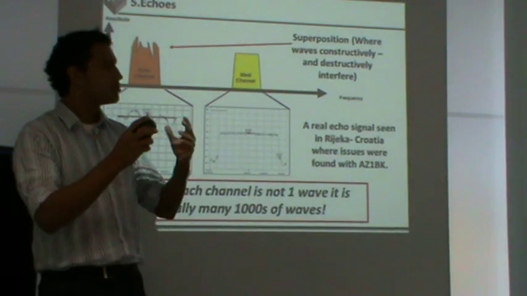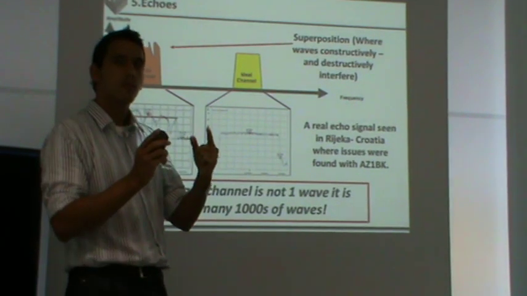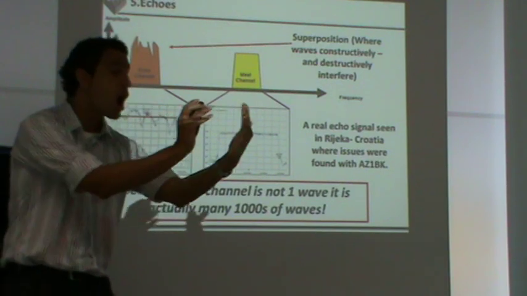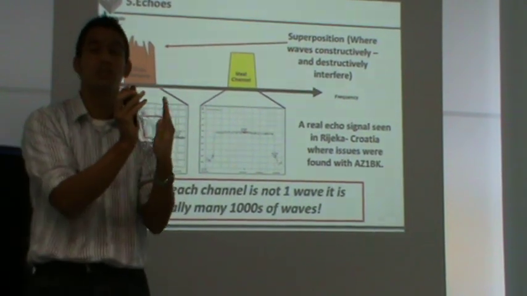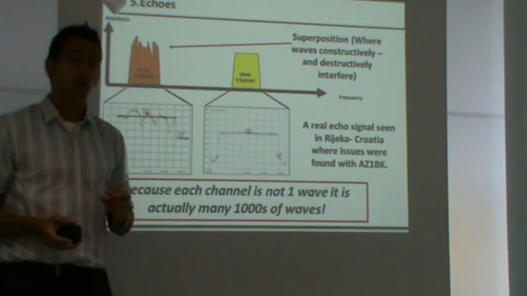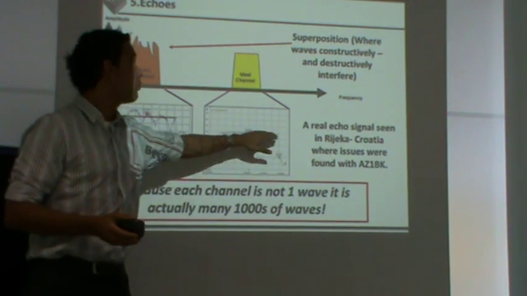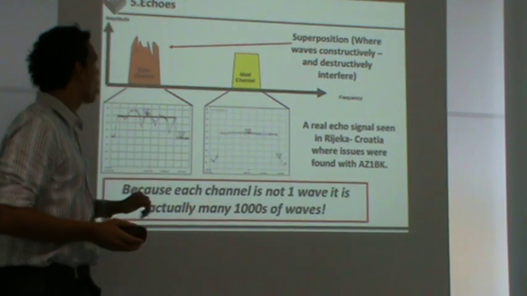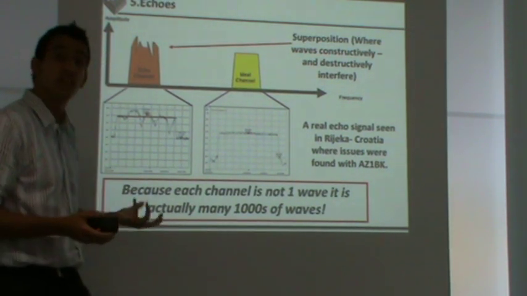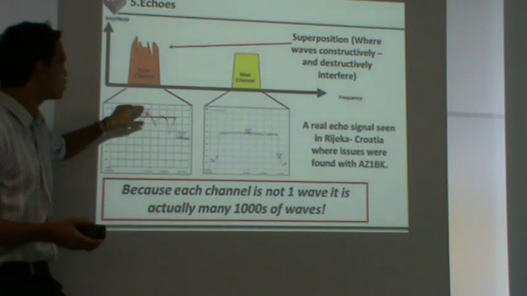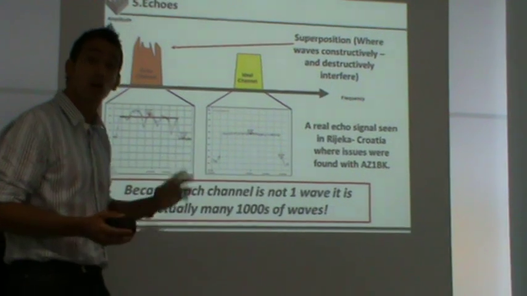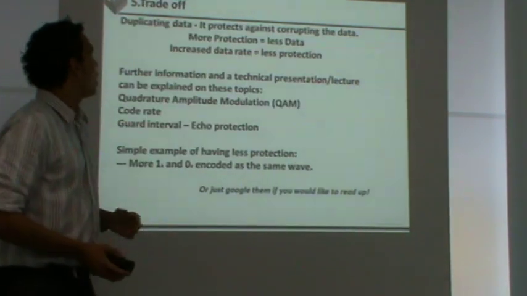Okay, now just to think, each channel isn't just one frequency. It's actually a mixture of hundreds and thousands of different frequencies, depending on how you split it up. So, a real-life echo signal, as opposed to this more perfect, ideal channel. When we get some echoes, and say this is a real-world example where a receiver wasn't working properly, we end up getting a shape like this because they add and take away, and they destruct and construct to each other.